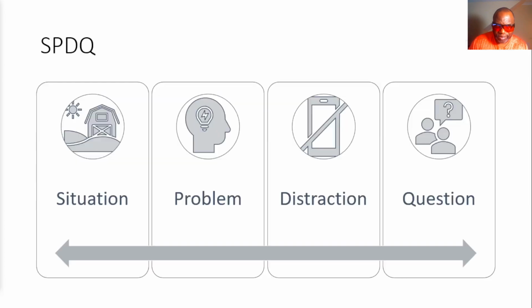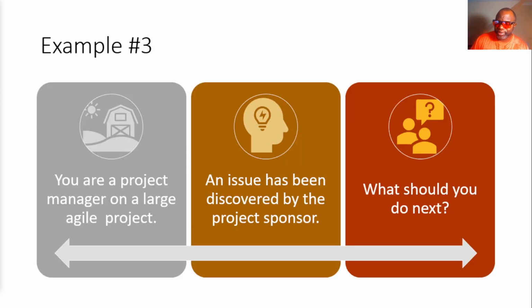All right. Here's another one, a situation, a problem. The distraction could be anywhere. It could be baked into the statements that come early, or it could be put in between some of the statements, like the problem and the question, or it could be all rolled in one. And that's really what I'm trying to show you. Here's an example, very simple. You're project manager on a large Agile project. An issue has been discovered by the project sponsor. What should you do next?